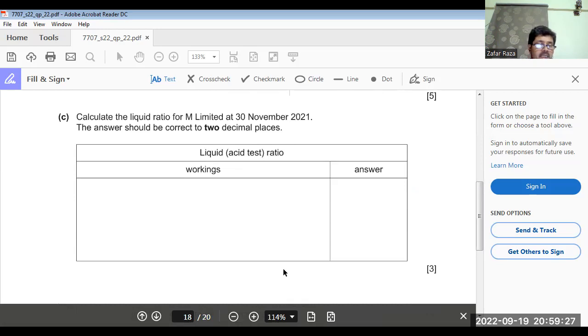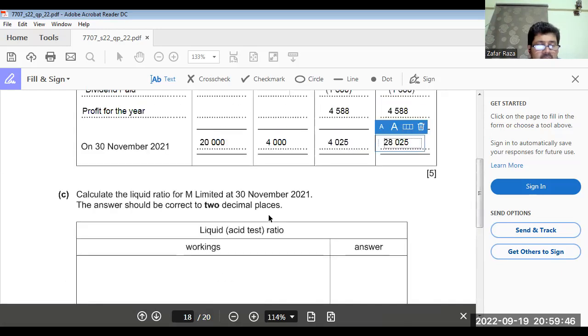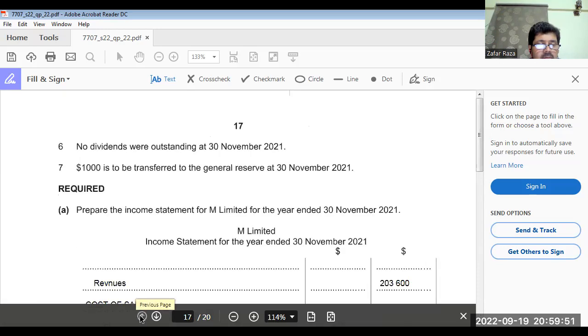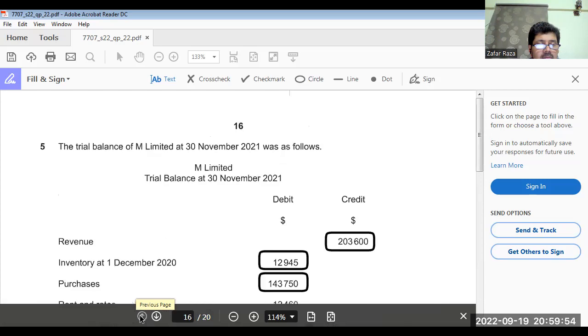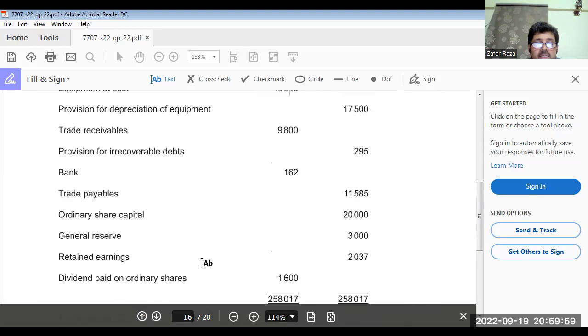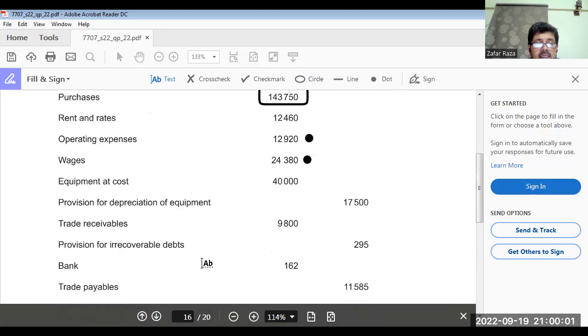Calculate the liquidity ratio of M Limited at 31st December. The answer should be corrected to 2 decimal places. So how do we calculate the quick ratio? Quick assets divided by current liabilities. Getting my point? So what are the quick assets available? Inventory is not a quick asset.